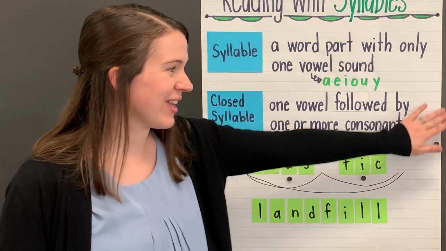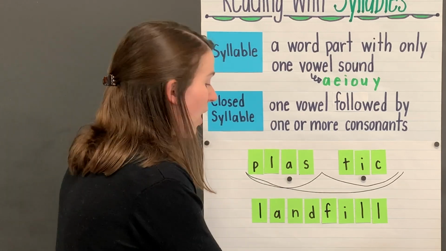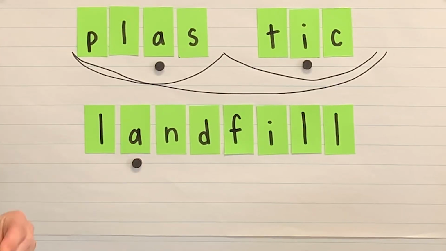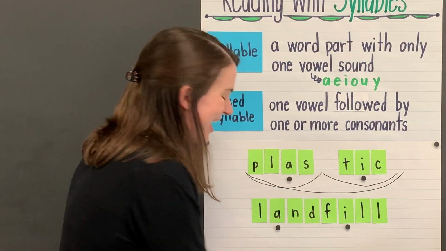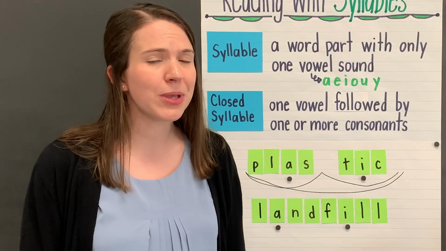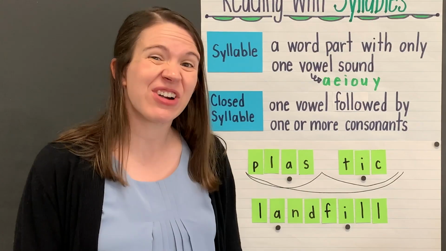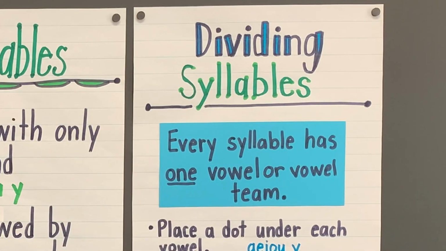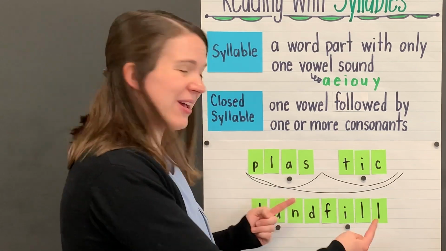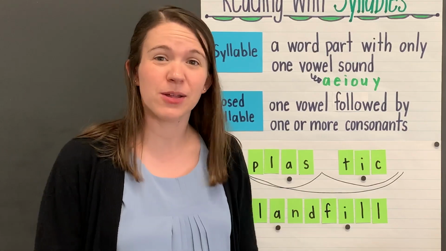Do you see the vowels in this word? We're going to start by putting a dot under them. What are they? A and I. Let's start to divide this word into syllables. How many syllables will we be making? We'll be making two syllables because every syllable has one vowel or vowel team, and we see two vowels in this word. They can't be in the same syllable, so we have to separate them into two different syllables.